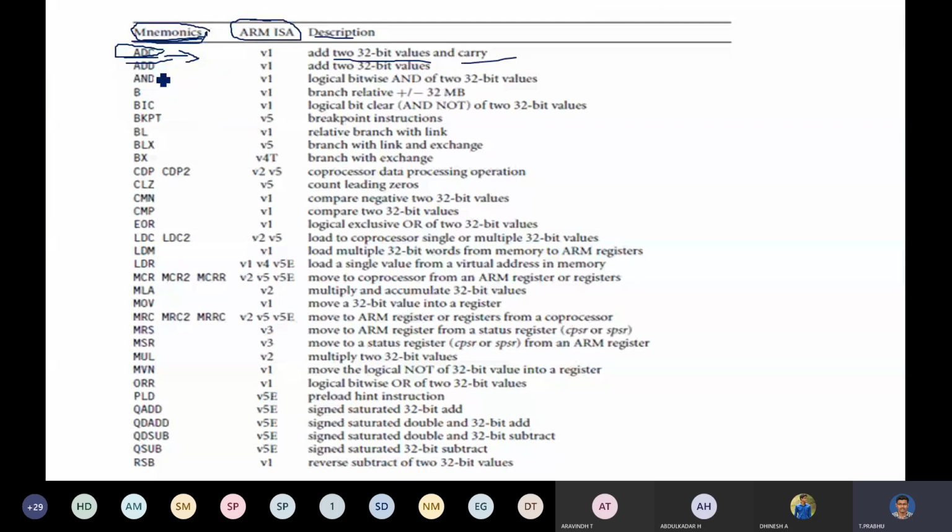Okay, and then next is ADD. So ADD, version 1, adds 32-bit values, simply adding the two 32-bit values. Then AND, the bitwise AND operation. Okay, so here the bitwise AND operation.